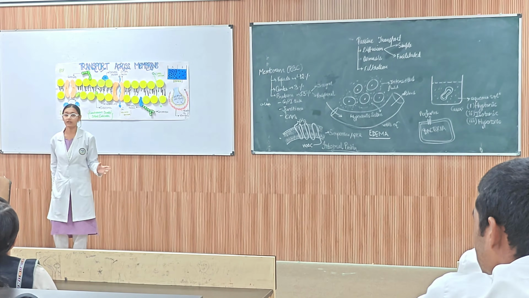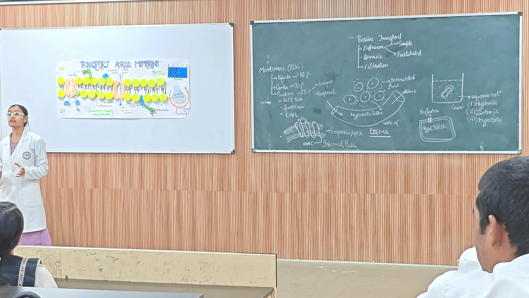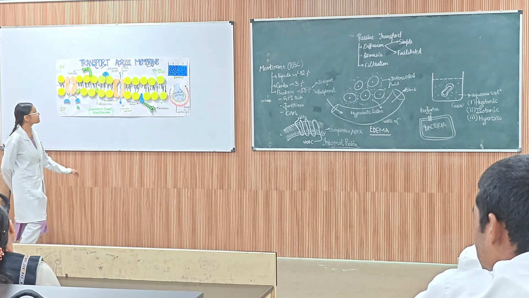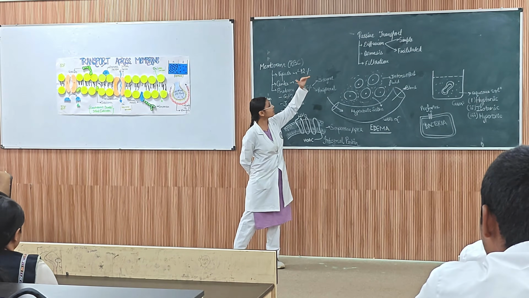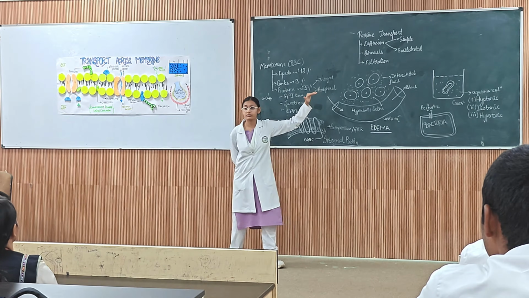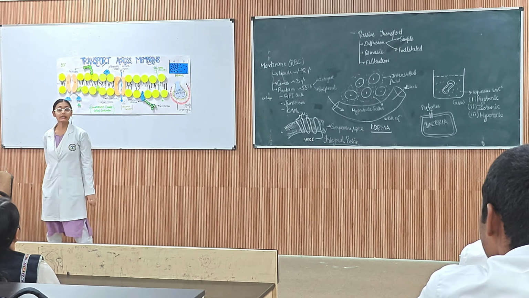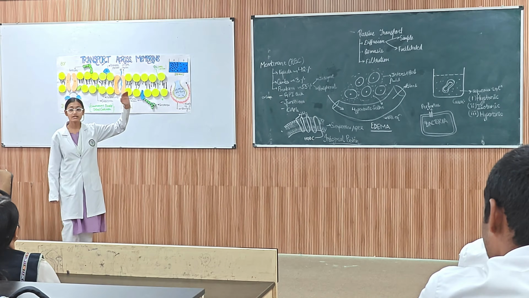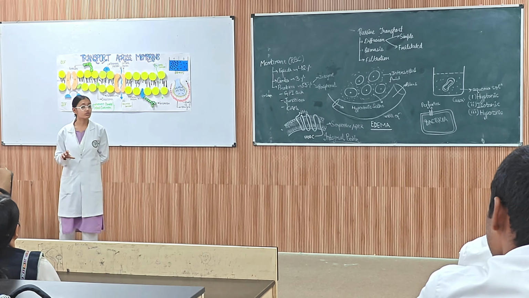But transport is occurring, so some kind of energy will be utilized. And this energy is the kinetic energy of the molecule itself. Then we can classify passive transport into 3 types: diffusion, osmosis, and filtration. Furthermore, based on the nature and the size of the solute, we can divide diffusion into simple and facilitated diffusion. First, we'll talk about simple diffusion.